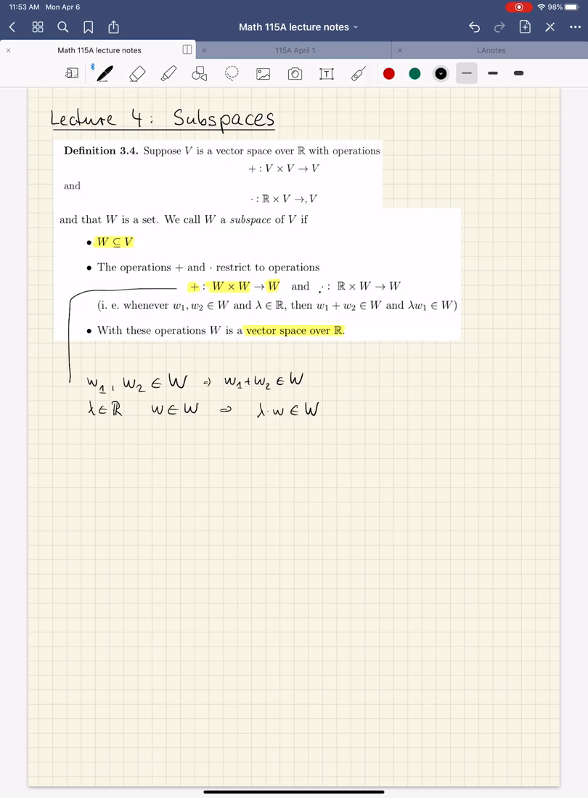Okay. So overall, let me just read it out loud. If we start with a vector space with operations plus and scalar multiplication is given, and we take a subset of that space, then this is a subspace if the operations restrict to the subset, and, well, W will form a vector space in its own right. So let us look at a couple of examples here.